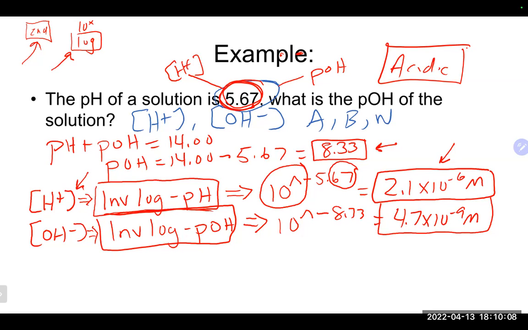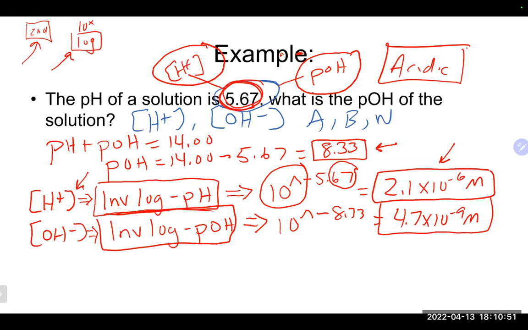No, they're not the same numbers in this case. What I was saying was what you could calculate from that number: you could directly calculate the pOH and you could directly calculate the H plus. So if you're given the pH, the two things that you could directly get from it are the pOH like we did here and also the H plus concentration. They're not equal to each other. Those are just the two things you could directly calculate from it.